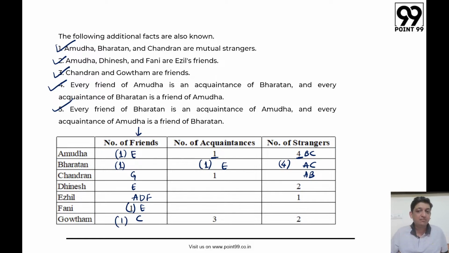So let's try to see who can come. Now Bharatan needs exactly one friend. Now that friend can't be A, because A is in the stranger list opposite Bharatan's name. B can't be their own friend.